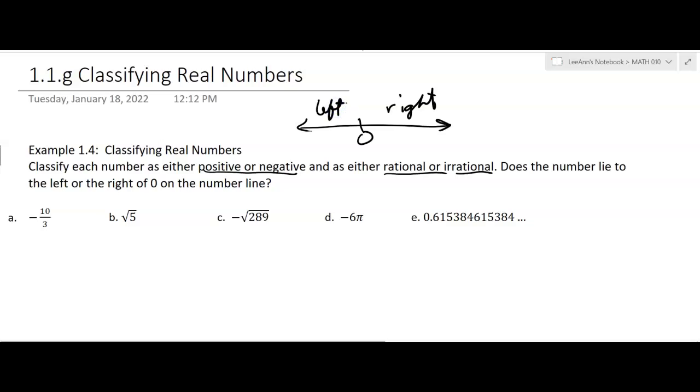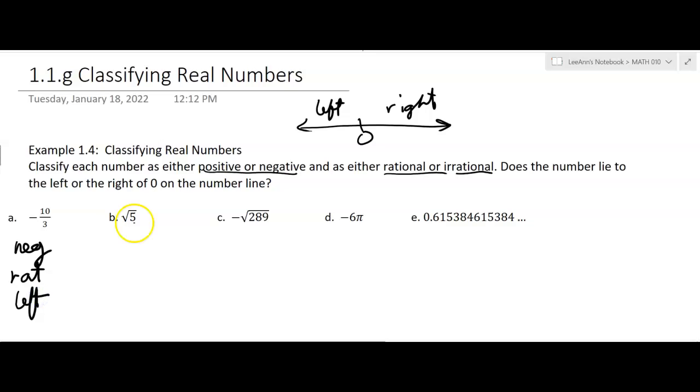Okay, so our first one is negative 10/3. So that's going to be negative. That's the first thing we have to say. It's going to be rational because it's a fraction, right? Like 10/3. You could put it in a calculator, 10 divided by 3, it's going to be like 3.33333. It's going to be a repeating decimal. They don't care about that. And it's negative, so it's going to be to the left of 0 on the number line.